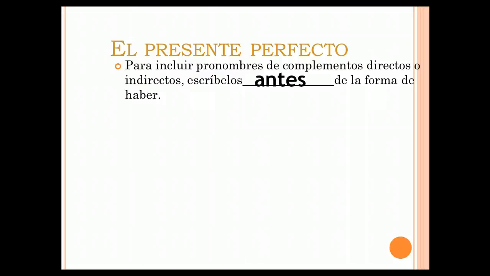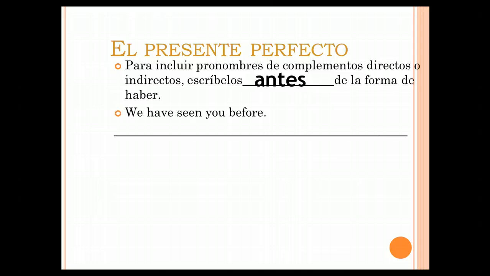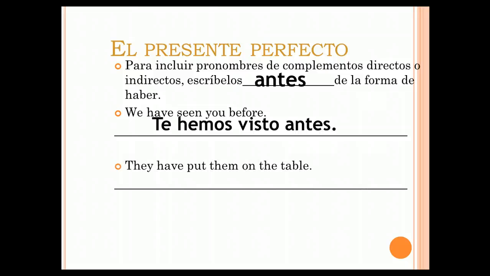And then also with pronouns, either direct or indirect object pronouns, we have to put the pronouns before the haber part. We, again, can't separate the two verbs. So we have seen you before. Te hemos visto antes. The te comes first before both of the verbs. They have put them on the table. Los han puesto en la mesa. The los comes first before both verbs.